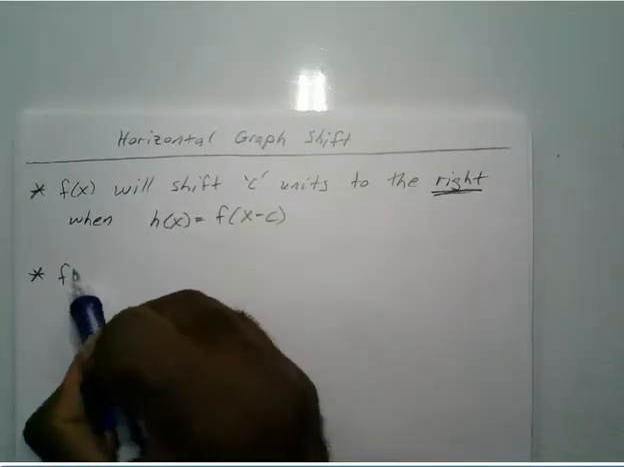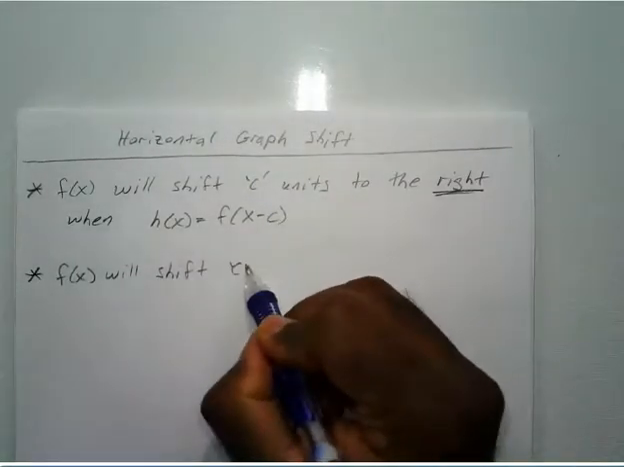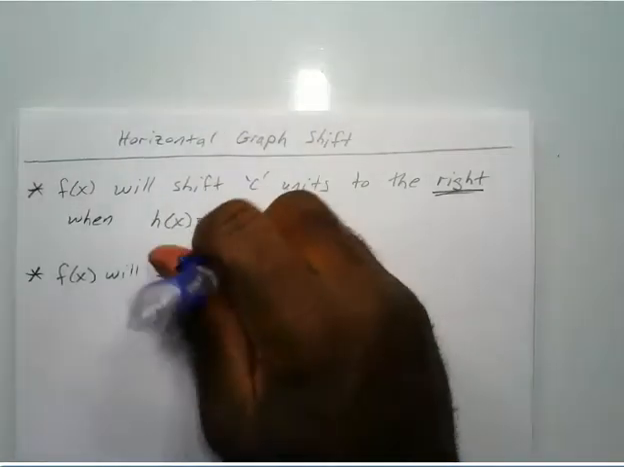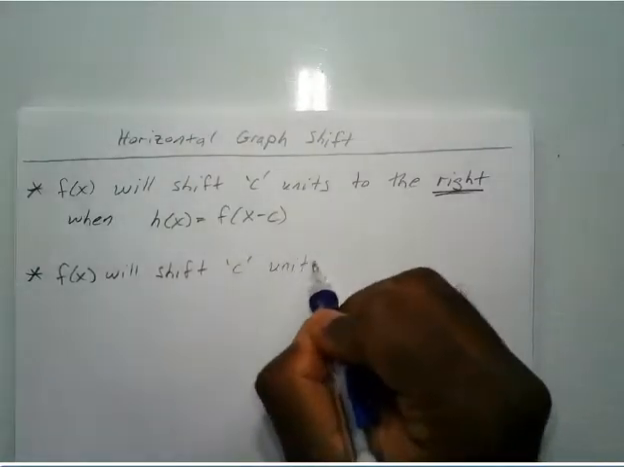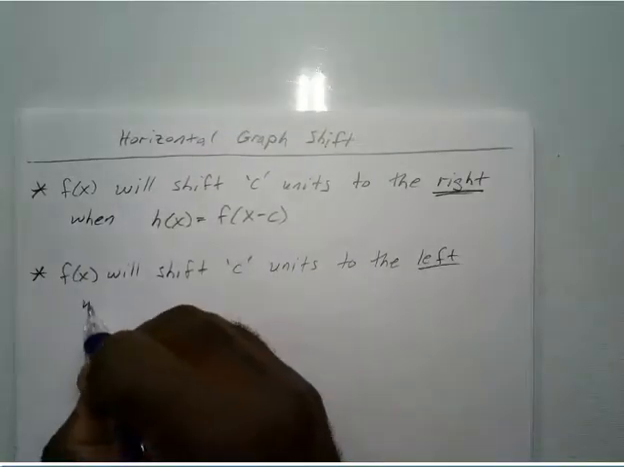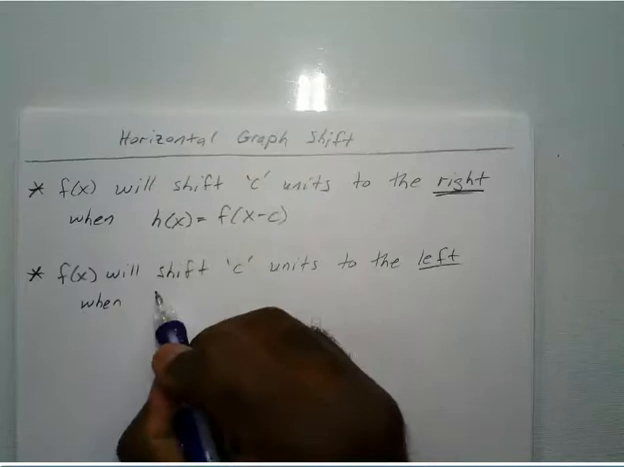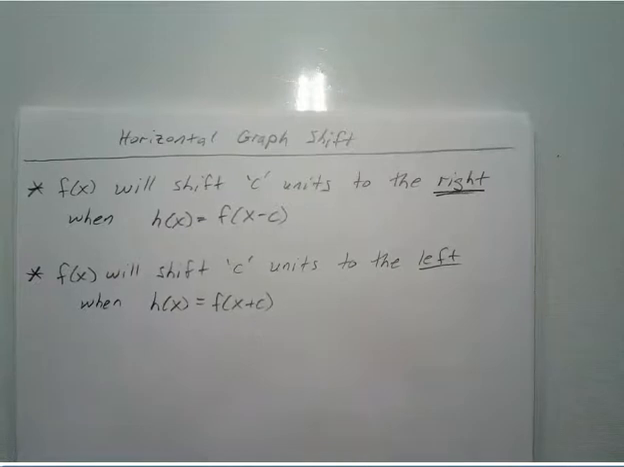Okay, now f of x will shift c units to the left when h of x equals f of x plus c. All right. Now I'll give you a few examples of how this looks as opposed to what we did before.